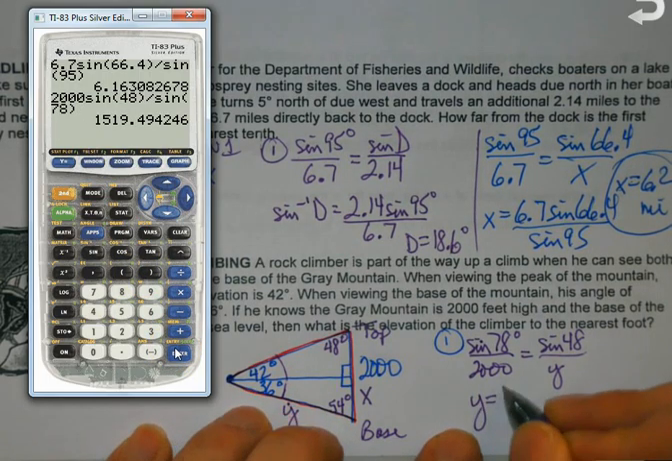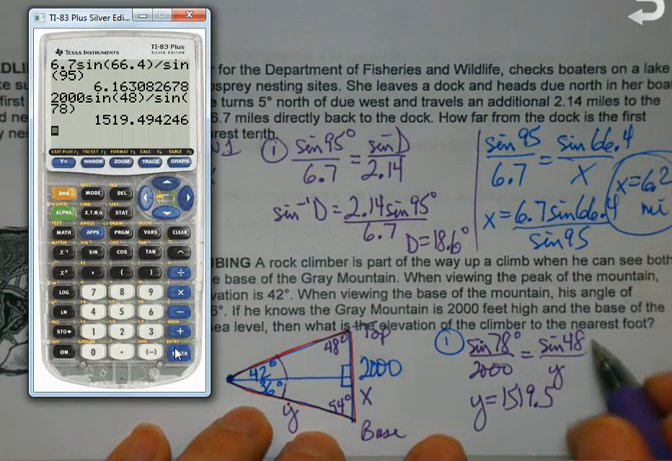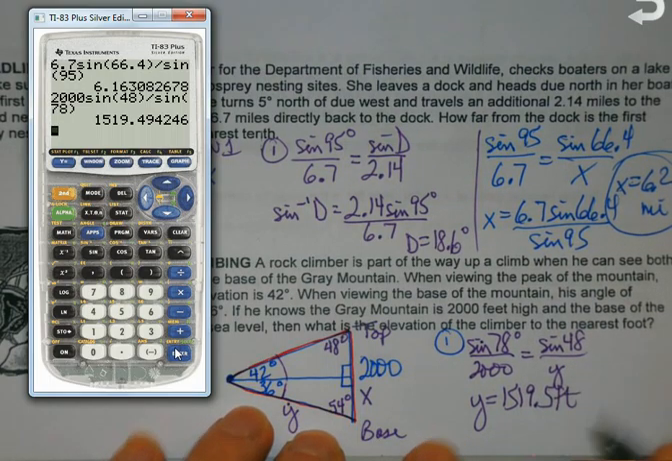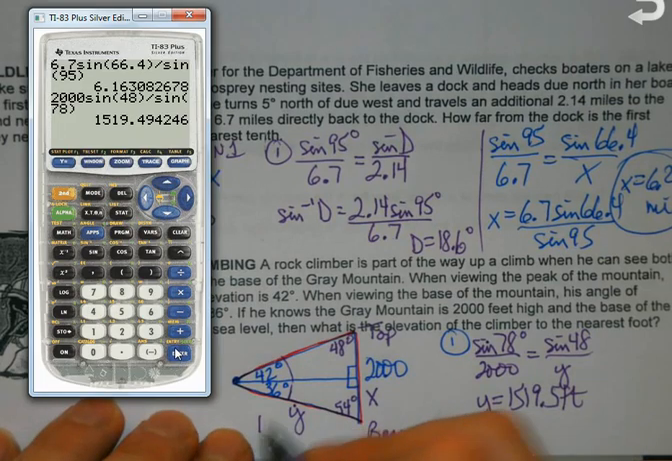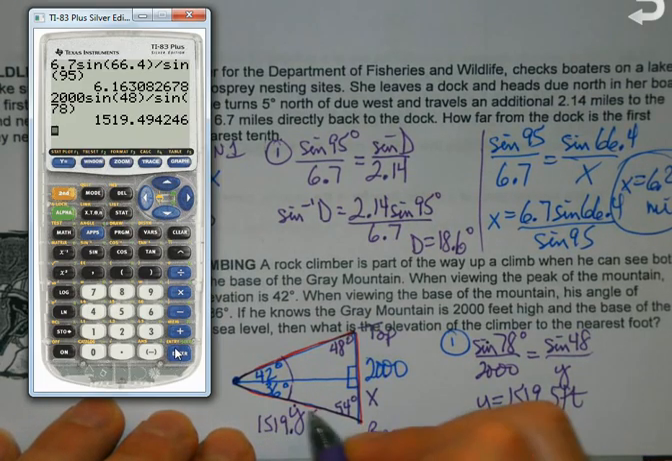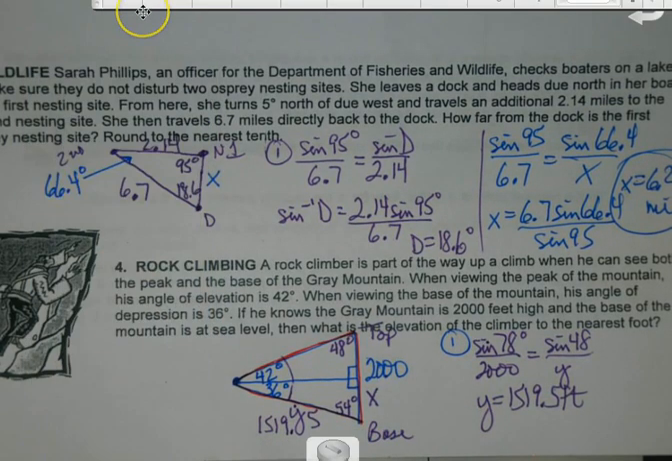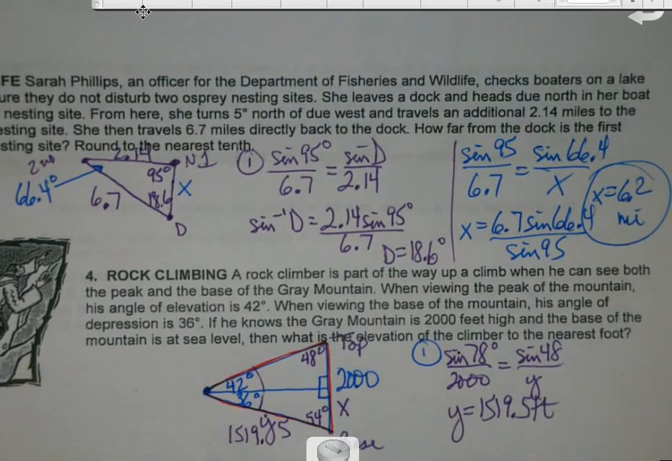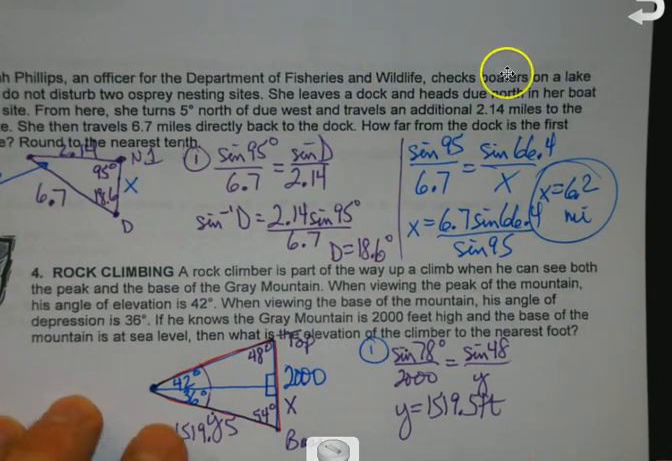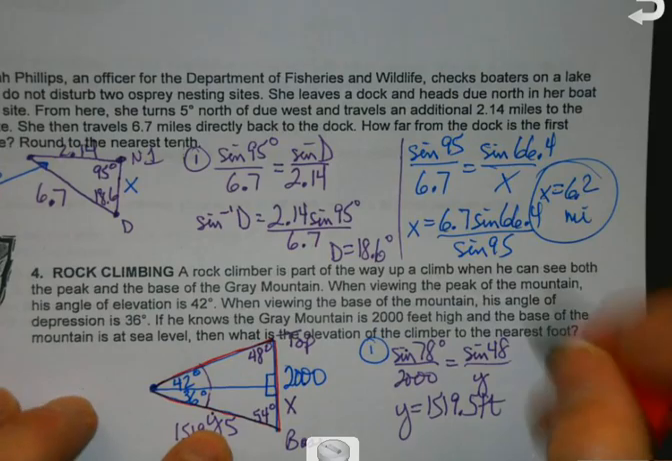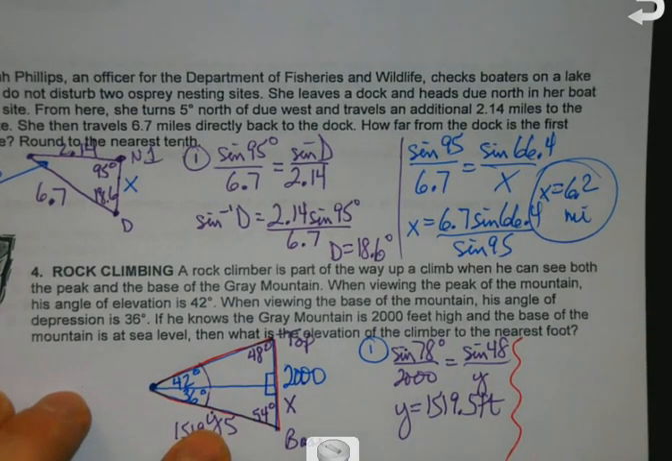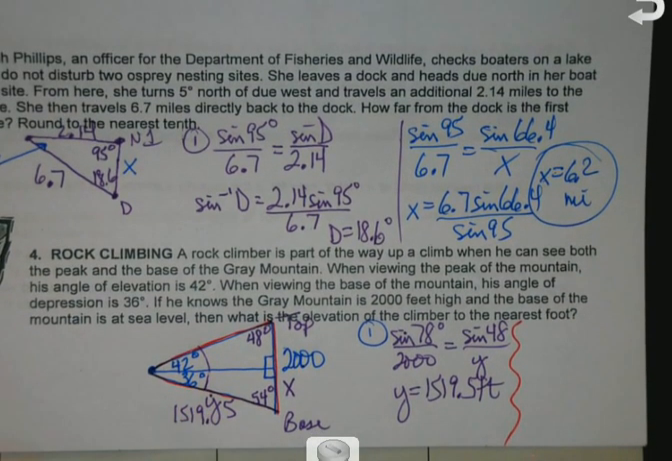So y is about 1519.5 feet. Okay, so 1519.5. So then I'm like, okay, now I think I can actually get to the x value that I'm looking for. Like, dang, sometimes this gets complex. Again, that's why the people who come up with all this stuff make the big bucks, because this isn't an easy thing to deal with.